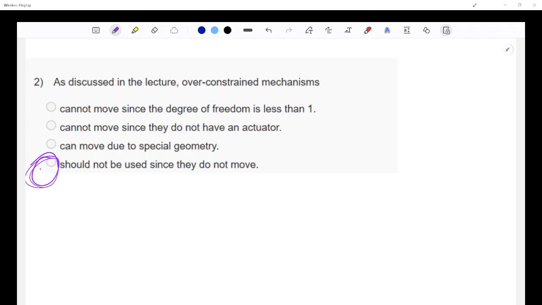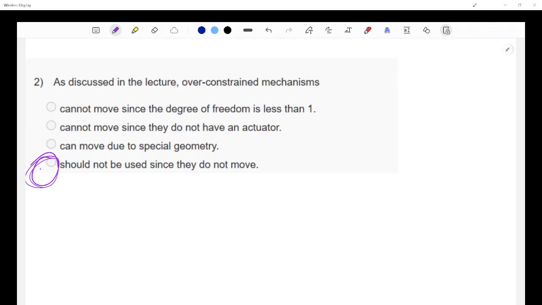Special geometry. Special geometry, you're saying. Okay. Anyone else want to take a guess? Third option, ma'am. Can move due to special geometry only. Okay, that's correct. Both of you are correct.